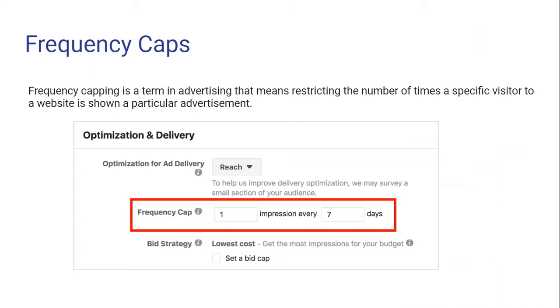Okay, frequency cap. I remember I told you that when you spend more money, it doesn't mean a user sees more ads. If you have restricted your frequency cap, it wouldn't happen. What is a frequency cap? It is restricting the number of times a user sees a particular advertisement.